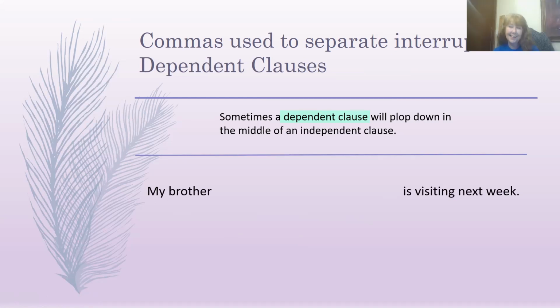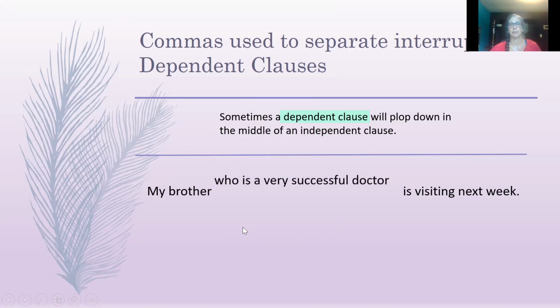Someone. No, those are independent. That's okay. There are 7 of them. Who, whom, which, that, whoever, and whomever. Those are the 7 relative pronouns. Relative pronouns begin a dependent clause, and that dependent clause is going to act like an adjective. My brother, who is a very successful doctor. Now notice I turned my appositive, a very successful doctor, into an adjective clause. I added who as my subject and is as my verb. My brother, who is a very successful doctor, is visiting next week.